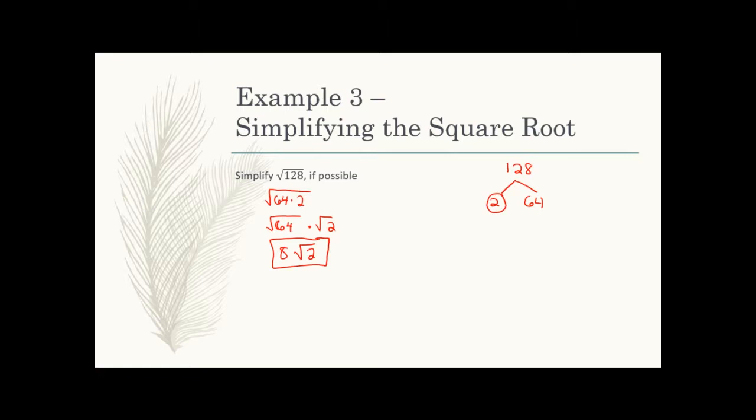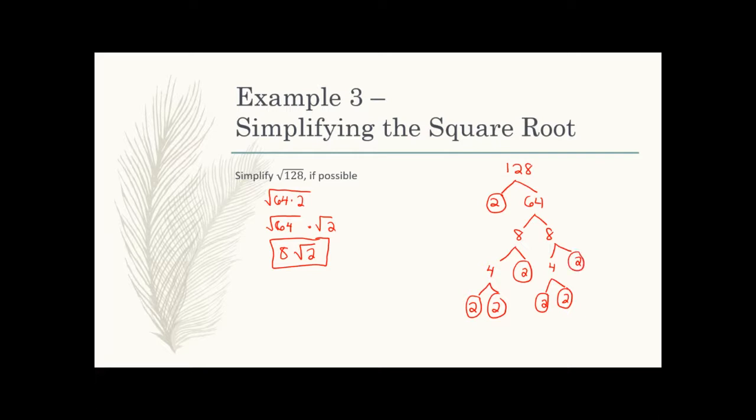Now if I wanted to continue the prime factorization method, I can split 64 up as 8 times 8. And then I can split 8 as 4 times 2. I can split 4 up as 2 times 2. And so I have a whole bunch of 2's here by prime factorization. I'm just going to circle all of those.